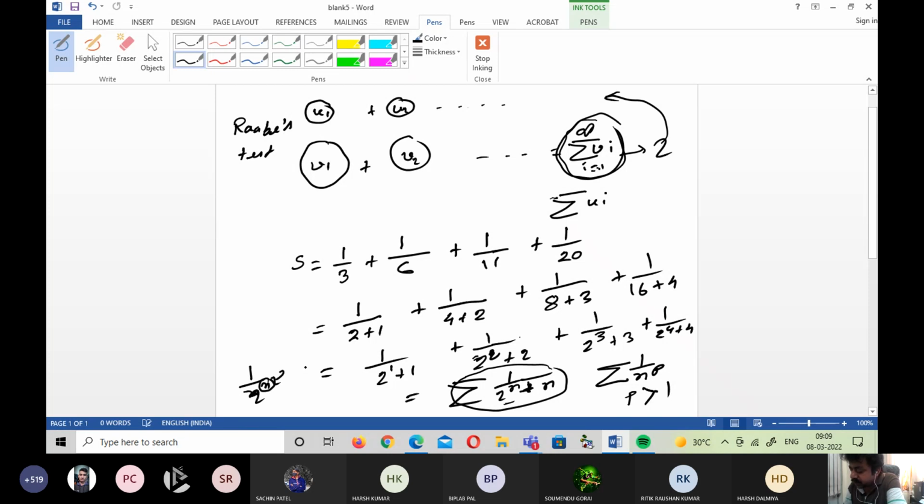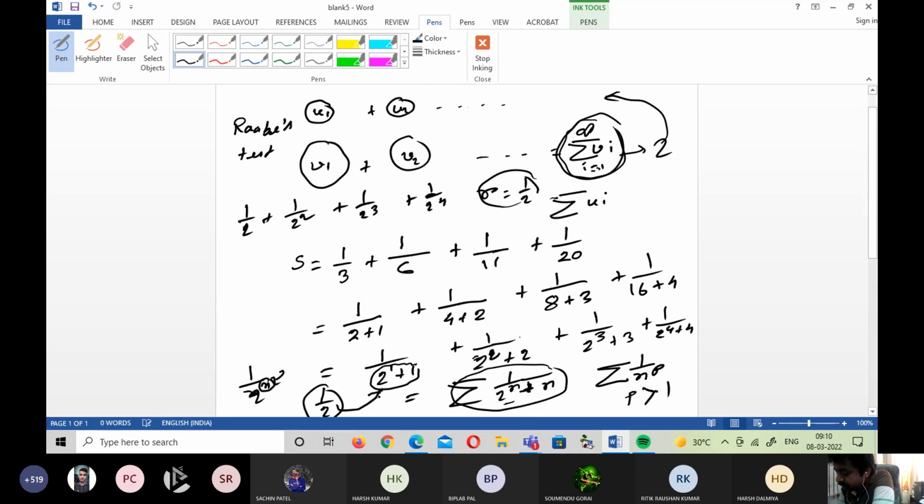This characteristic is known to all of you, that 1 by 2 plus 1 by 2 square, 1 by 2 cube, 1 by 2 to the power 4 form a geometric series. The common ratio R is 1 by 2. So it is a convergent series. Not only that, here the denominator, you just look, is larger than 2. So the total value is lesser.